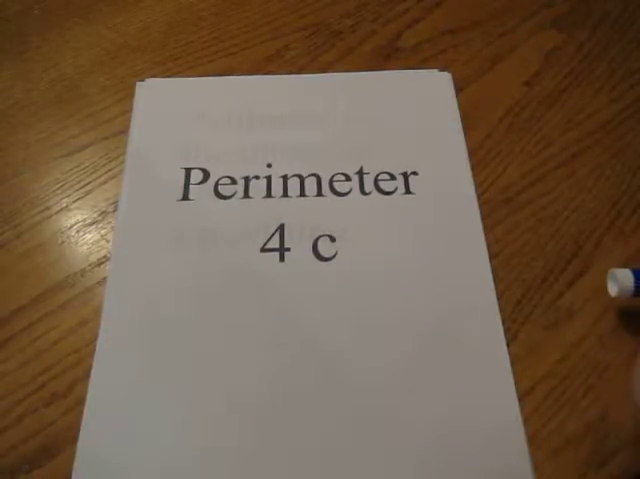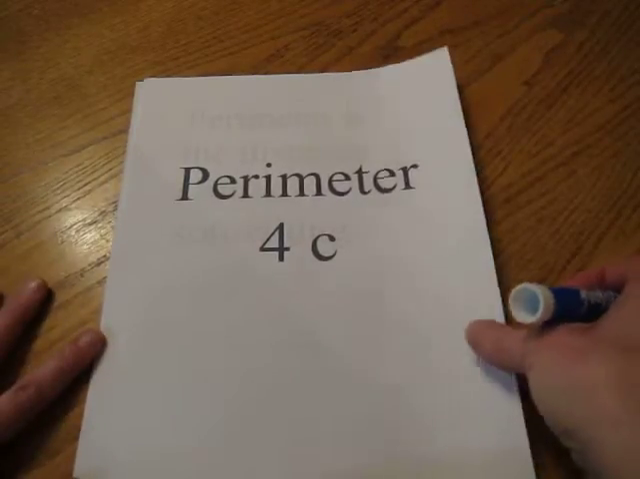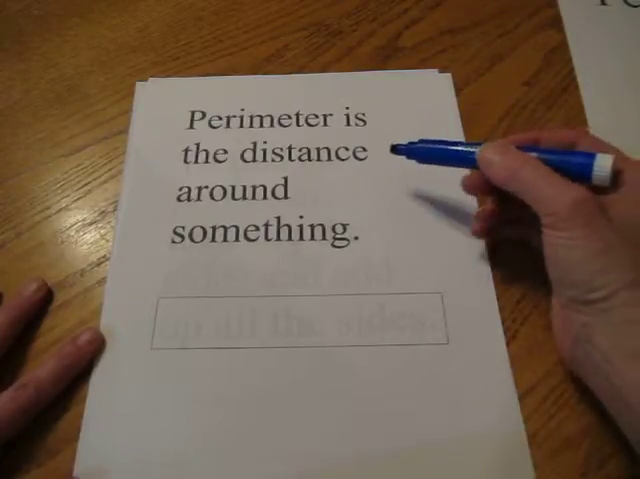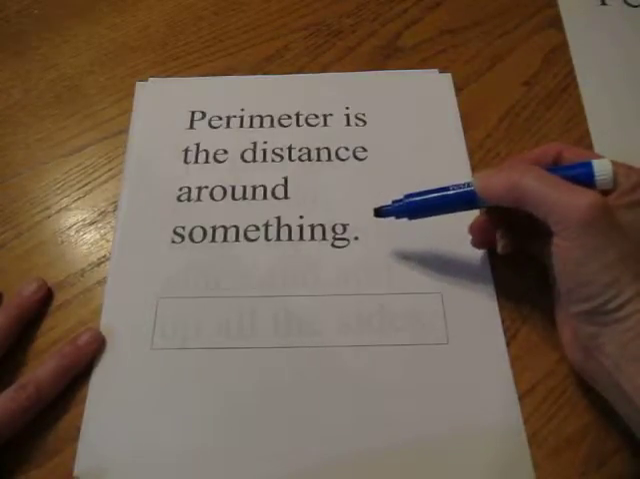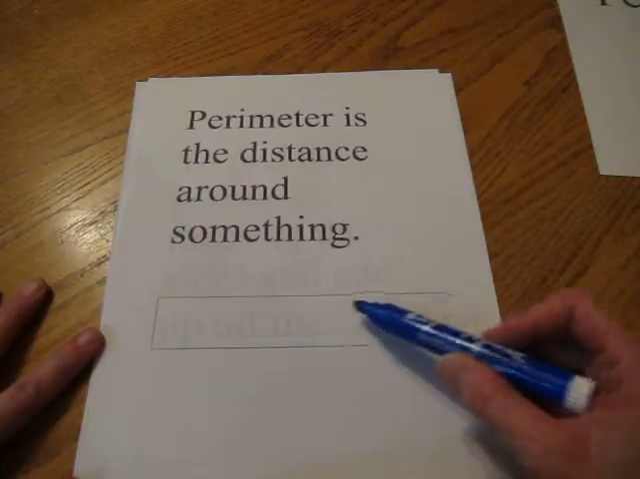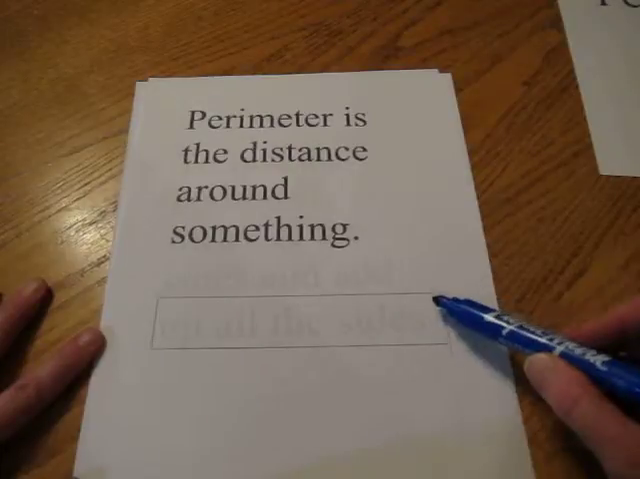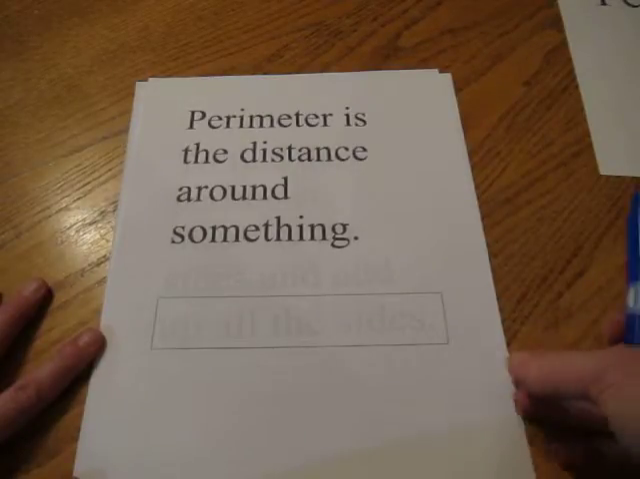Today, boys and girls, I'm going to teach you how to do the perimeter section, which is section 4C of Study Island. First, we need to remember that perimeter is the distance around something. So if you wanted to find the perimeter of this rectangle, you would have to find the distance all the way around the rectangle.